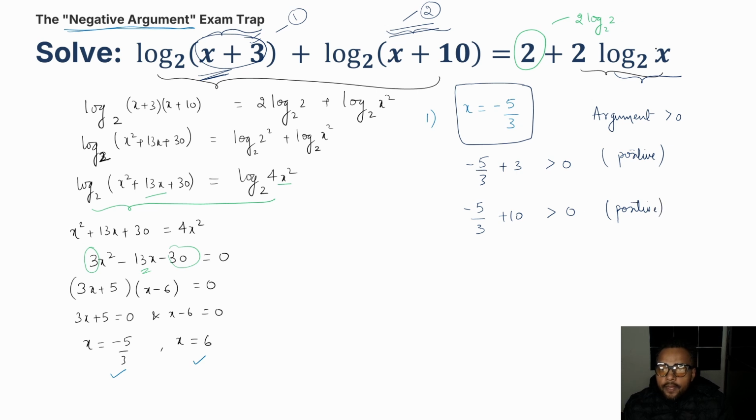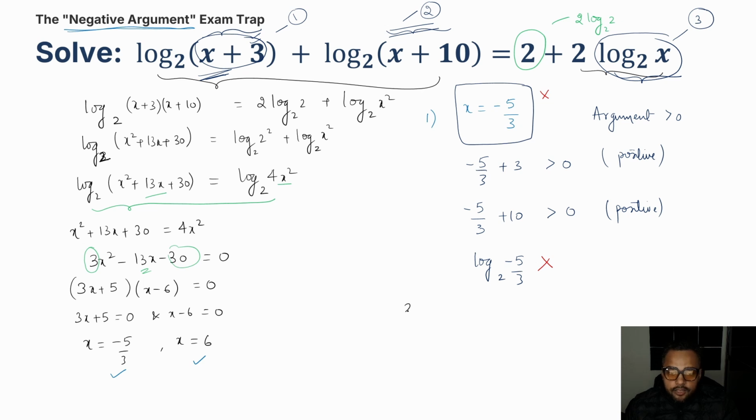Okay, students, now let's come to this log. This is the third log in our equation. If I substitute it here, we can see that it will be log of negative 5 by 3, base 2. This is not possible because the argument should be greater than 0. It should be positive. So hence x equals negative 5 by 3 could not be a potential solution for this equation, students.